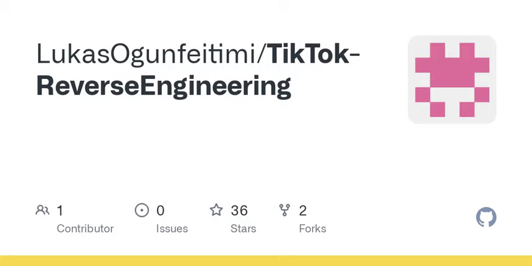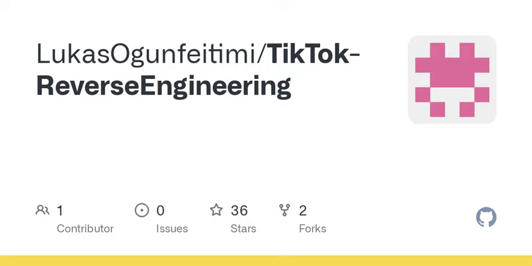I'm your host, and today we're exploring something quite fascinating, the reverse engineering of TikTok's virtual machine, commonly referred to as its VM. Now, I know what you're thinking. Reverse engineering? That sounds complicated. But stick with me. We're going to break it down step by step. So let's start with the basics.